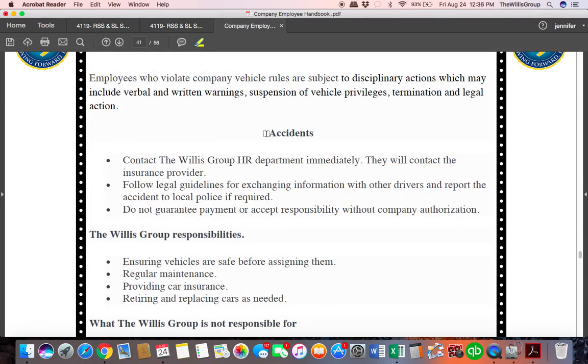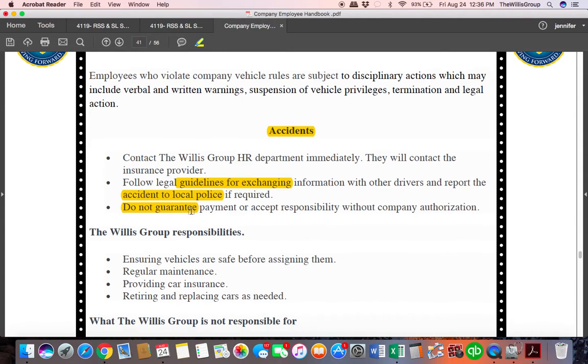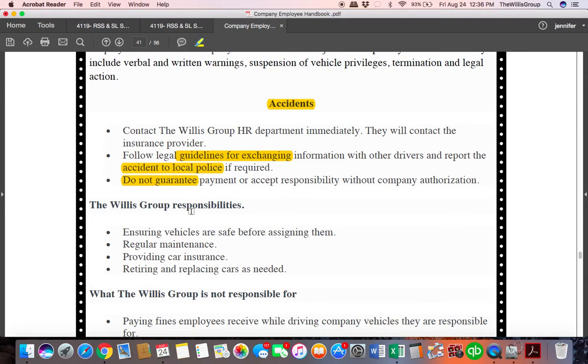There is a piece here that talks about what to do if you have an accident. You are to contact your supervisor immediately and follow the guidelines for exchanging information with the other drivers, and report the accident to the local police if that is required. We do not guarantee payment or accept responsibility without company authorization. So even if it means, oh hey, I ran into the back of somebody, we're not accepting responsibility without company authorization.